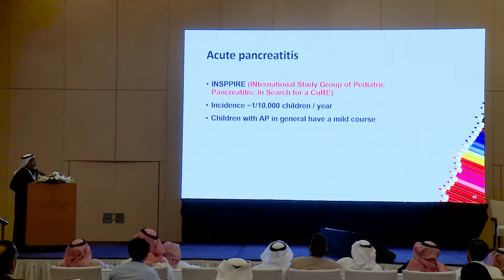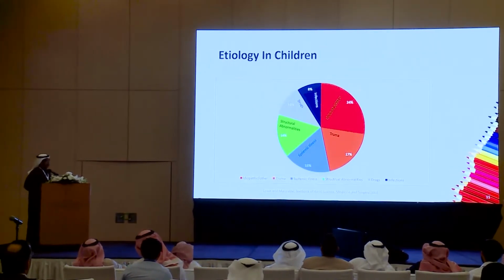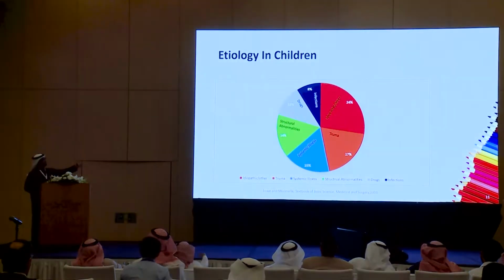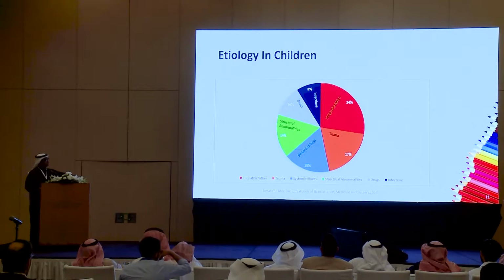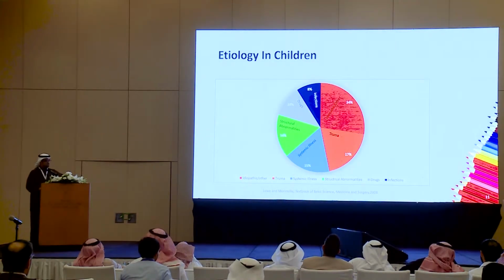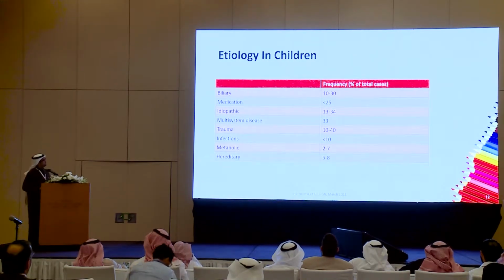The incidence is 1 in 10,000 children per year, and they think it is actually going up. Usually it is a mild form. Etiology, most of the time, there are different etiologies. We are not like the adult, where the most common are biliary and alcohol. In pediatrics, there is not much difference. Most of them are idiopathic, trauma, systemic illness, but you see that difference, 17%, 15%, 14% in this study. And in the other studies, almost the same.